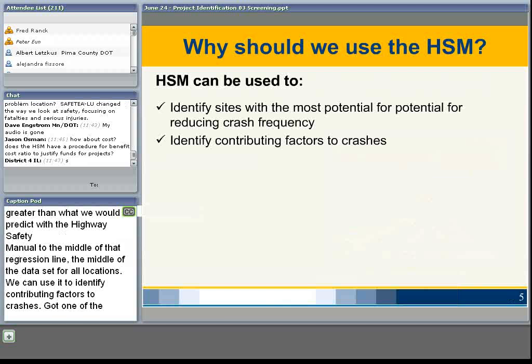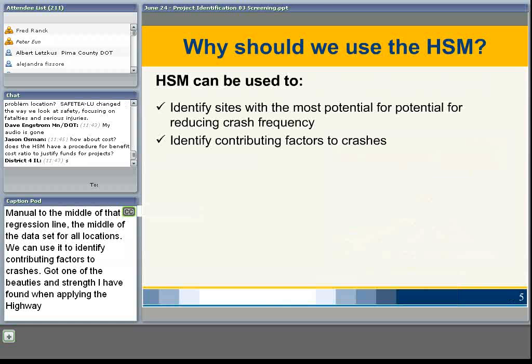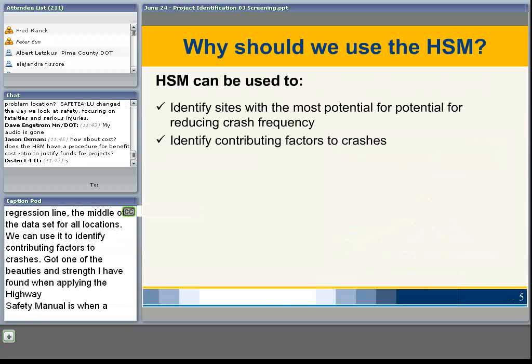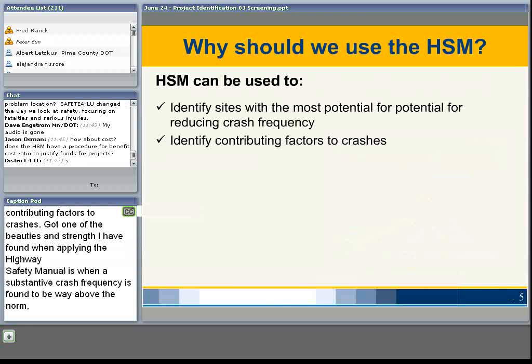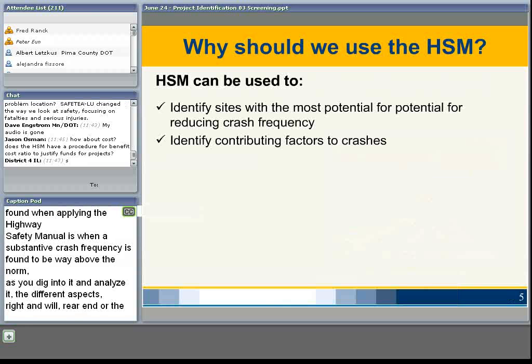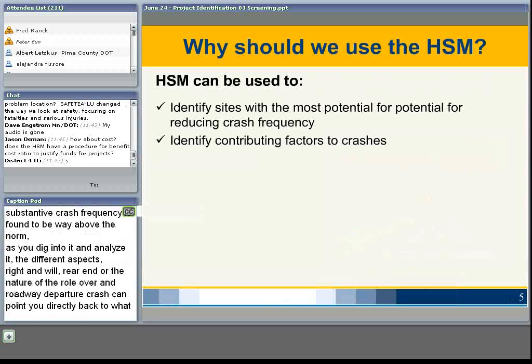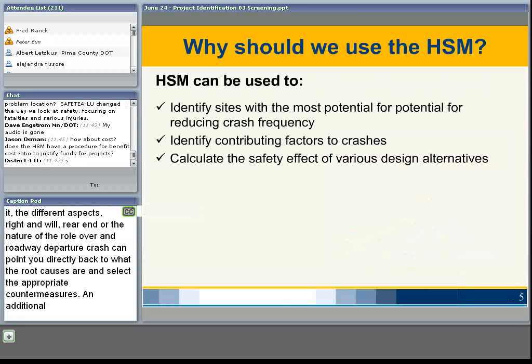We can use it to identify contributing factors to crashes. One of the beauties and strengths that I've found in applying the Highway Safety Manual is when a substantive crash frequency is found to be way above the norm. As you start digging into it and analyzing it, the various aspects of collision types, whether they're right angle, rear end, or the nature of the rollover or the roadway departure crash, can point you directly back to where the root causes are, and then you can select the appropriate countermeasures.